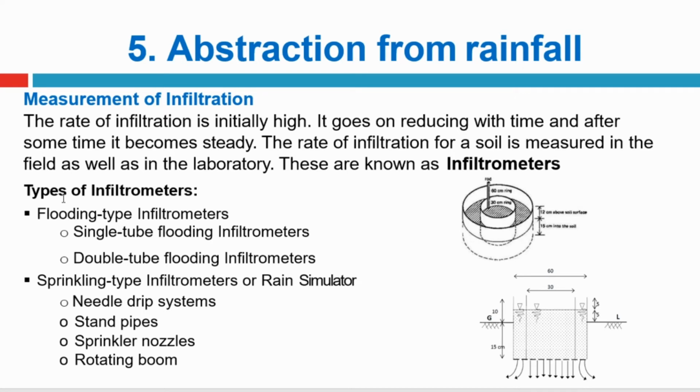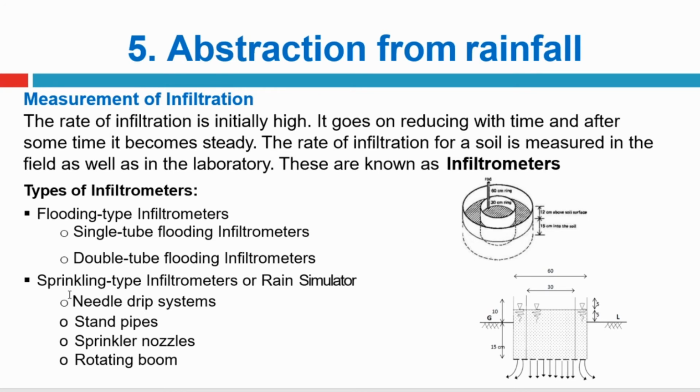Now there are two methods. One is the flooding type method. In this, on any given surface we pour the water, and then we watch how much water gets infiltrated into the soil. So this is called the flooding method. I'll tell you the scenarios in which we flood any given region. There are two types of flooding type infiltrometers: one is single tube flooding, the other one is double tube flooding. We'll see that later.